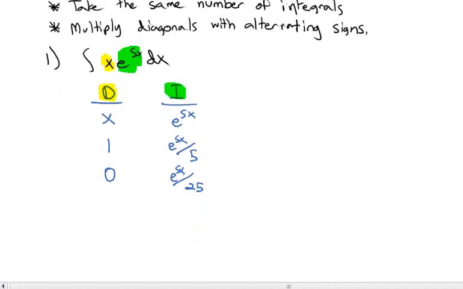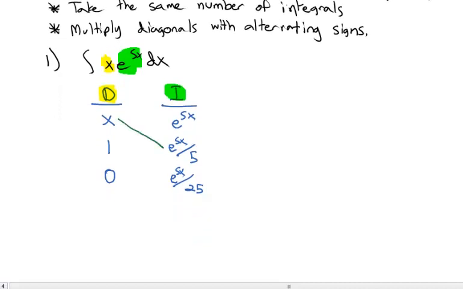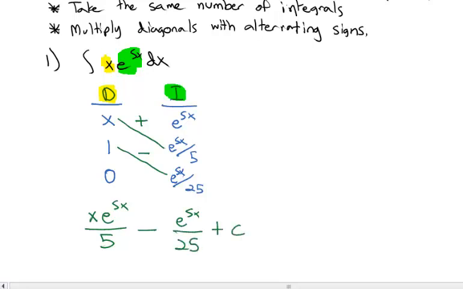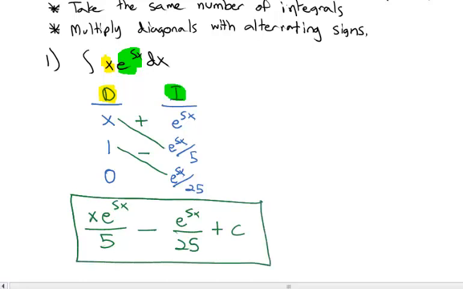The way we're going to get our solution is we're going to multiply diagonals. So the first row times the second, and then diagonally on the next one, alternating signs. We'll always start with a plus, the next one's a minus. And so the first diagonal, you see we've got x times e to the 5x over 5, minus, the next one we've got 1 times e to the 5x over 25, add a constant, and you notice we get the exact same solution we had earlier.